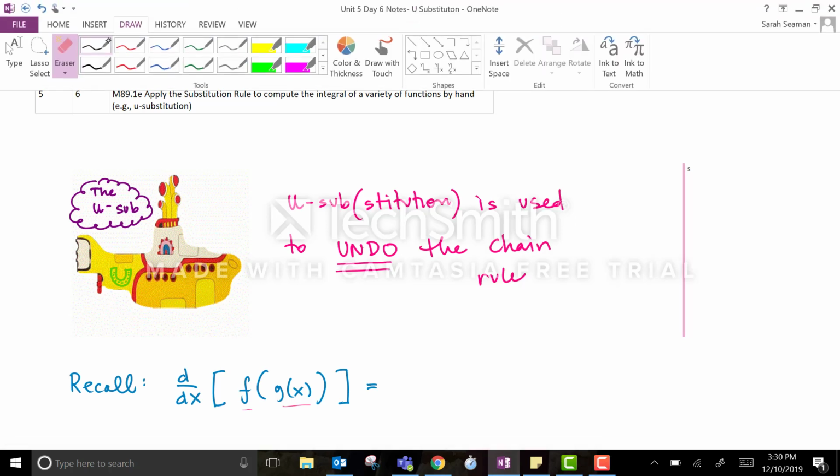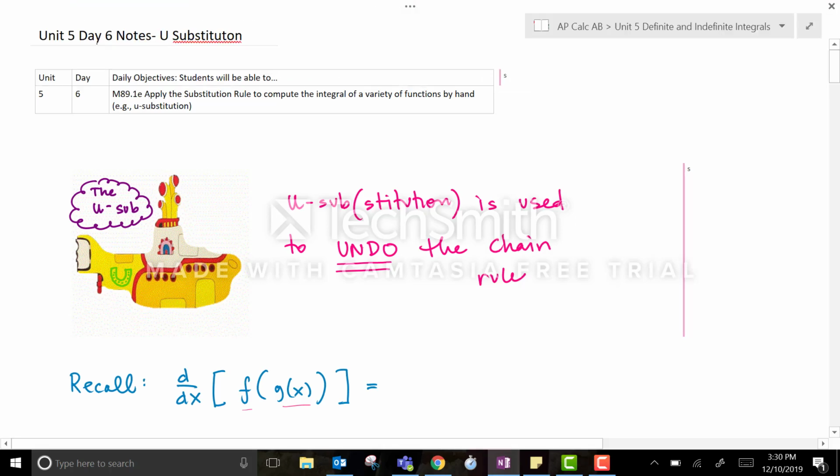All right, guys. So today what we're going to be doing is using u-substitution to undo the chain rule. So that means that we have some sort of chain rule applied to the function that we're trying to integrate, and we need to figure out how to get that undone.